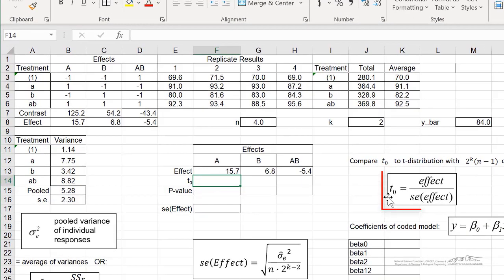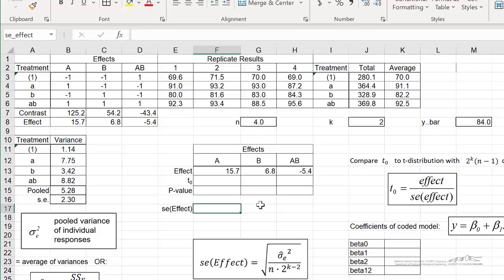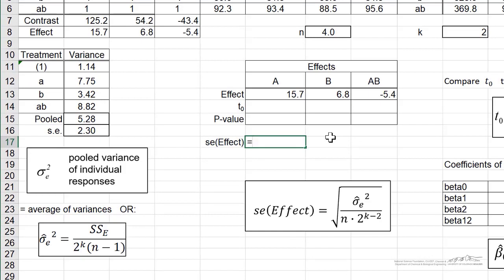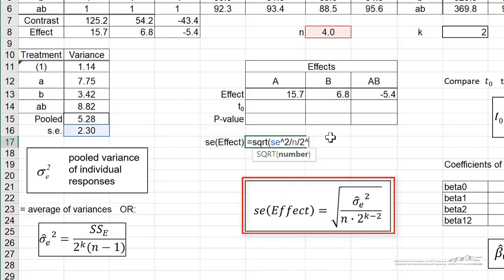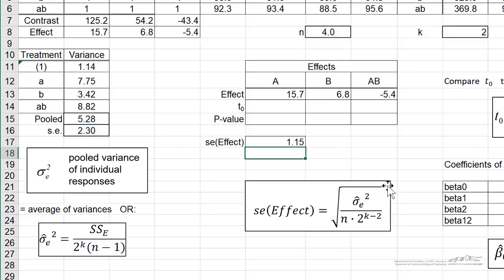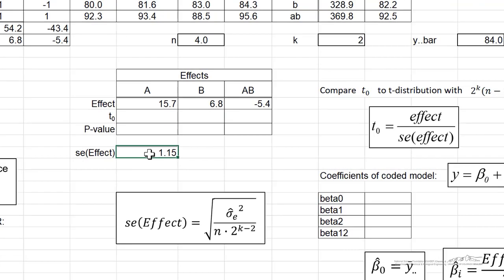Now I can use this equation over here to calculate our test statistics, the effect over the standard error of the effect. We actually need to calculate the standard error of the effect first, which is given by this equation down here, and that's the square root of our standard error squared divided by n times 2 to the k minus 2. And when we do that, we get a standard error of the effect of 1.15. Now I can calculate my test statistic. I've named this cell SE underscore effect for standard error of the effect.